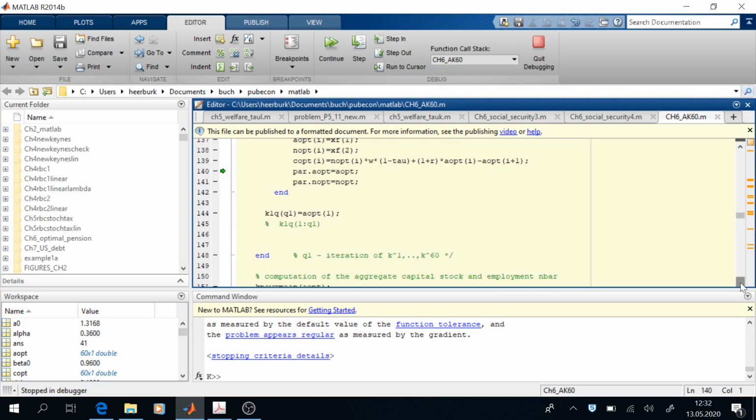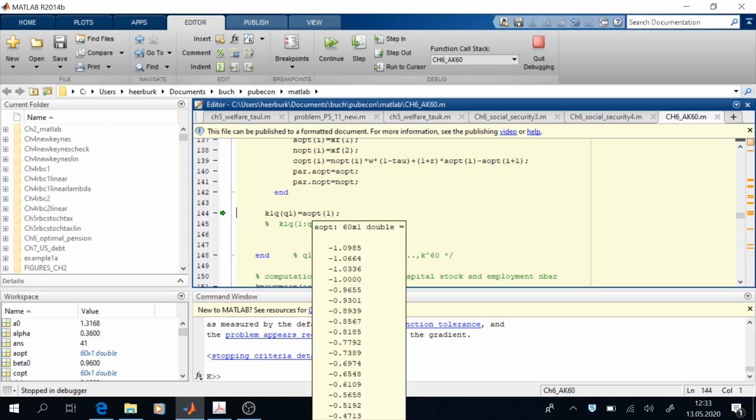Okay, and let's jump out of this loop. And when we get to line 144, we have computed the whole vector A-opt. And notice that for our initial guess of A60 equal to 0.1, our Euler equations imply that A1 is equal to minus 1.0985. So this is far off from the value 0.0.